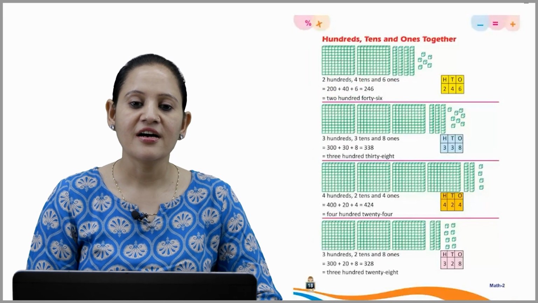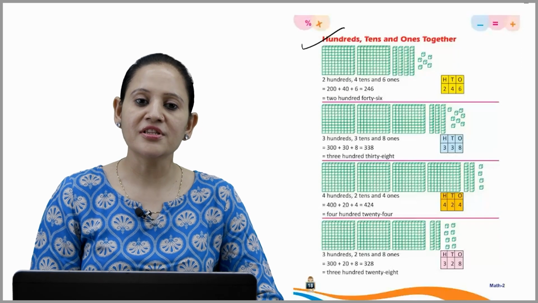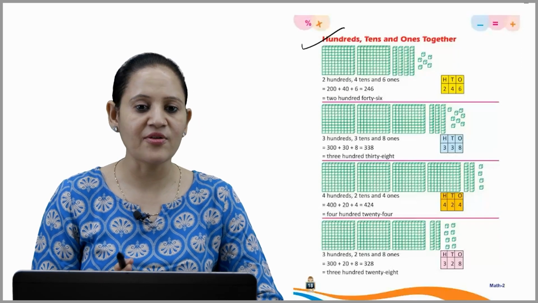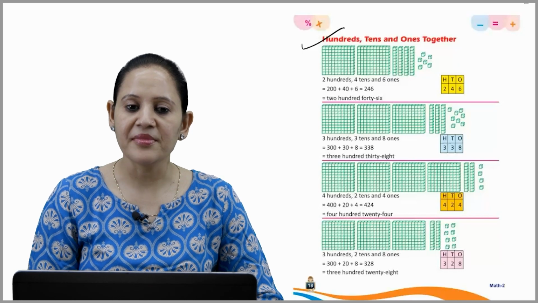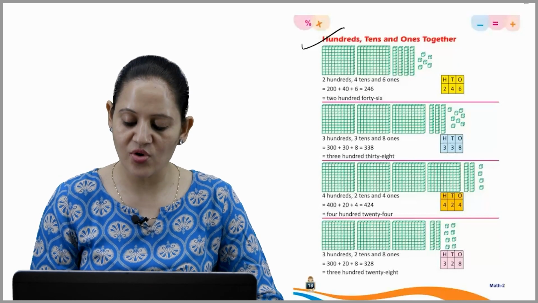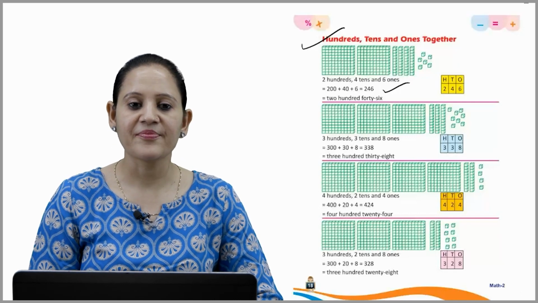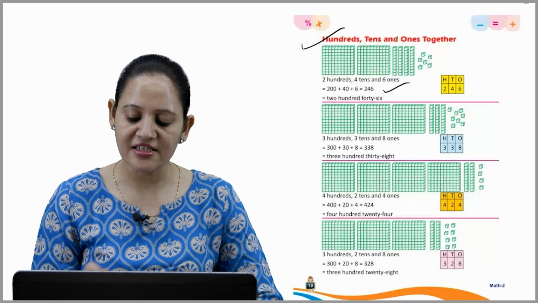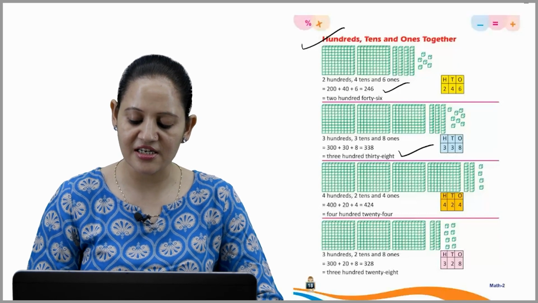Next is hundreds, tens and ones together. So in a 3-digit number, hundreds, tens and ones together. 200, 4 tens and 6 ones means 200 plus 40 plus 6, that is 246. Clear? Next is 300 plus 30 plus 8. What will the number be? 338.